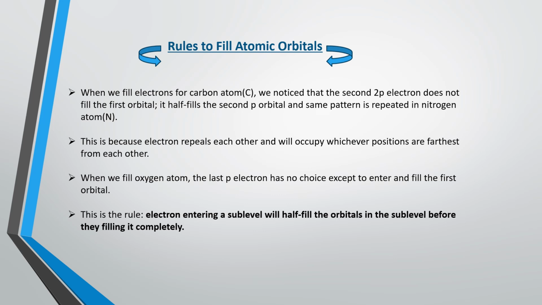When we fill the oxygen atom, the last p electron has no choice except to enter and fill the first orbital. This is the rule: electrons entering a sublevel will half-fill the orbitals in the sublevel before filling any of them completely.